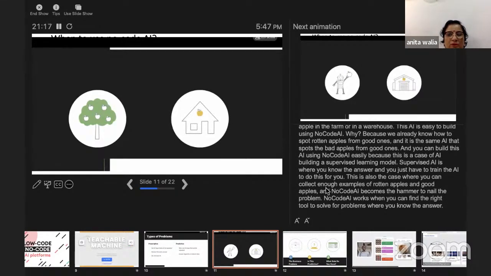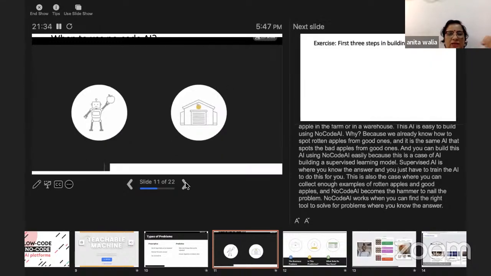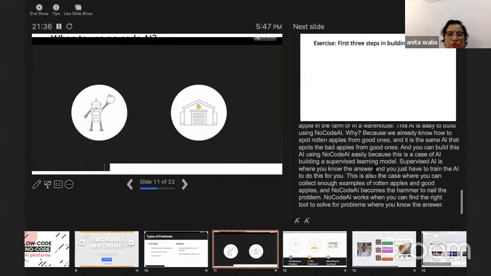So here you are hitting the nail on the head of the problem, because you know the right tools to solve the problem. You already know the answer, how to spot and identify the rotten apples from the good ones. So that's where this thing is used.